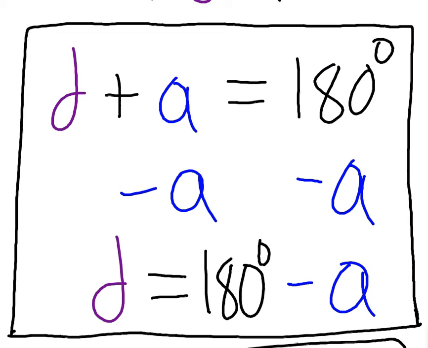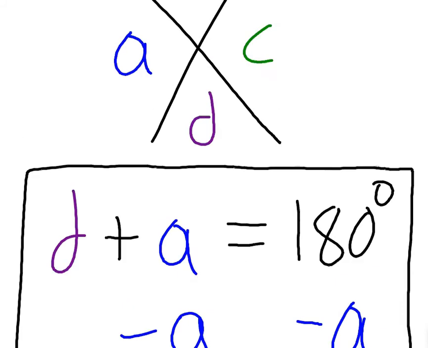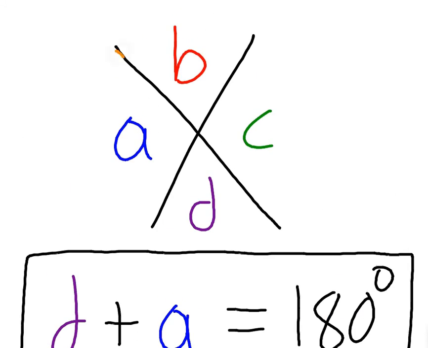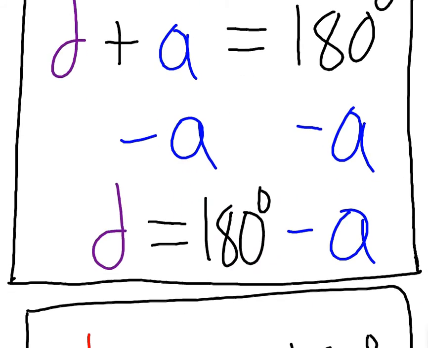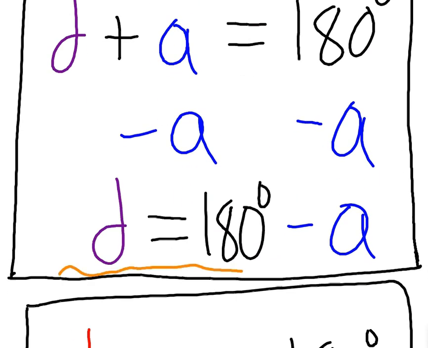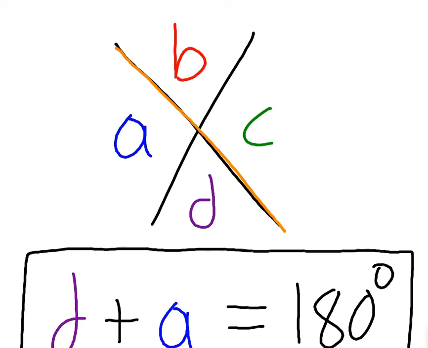We can also similarly show D plus A must equal 180 because they also form a linear pair. And if we subtract A from both sides, we get D is equal to 180 minus A. What other angle can we show is equal to 180 minus A?